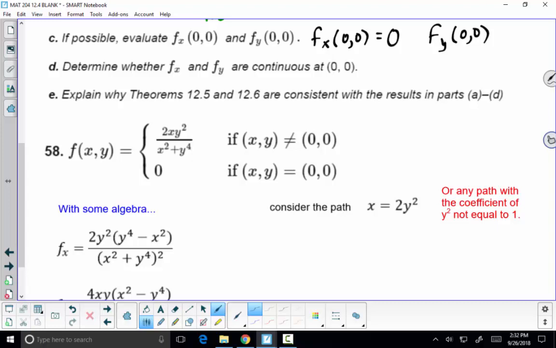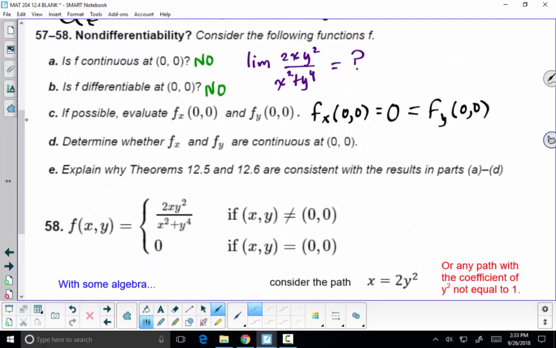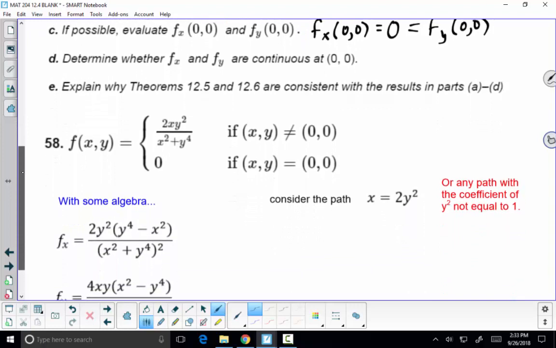For f sub y, the function values on the y-axis, we're plugging in x equals 0, so we get 0 over y to the 4th. So again, 0. Here we have both partial derivatives being 0, but the function is not continuous and not differentiable, even though these partials exist and are 0.